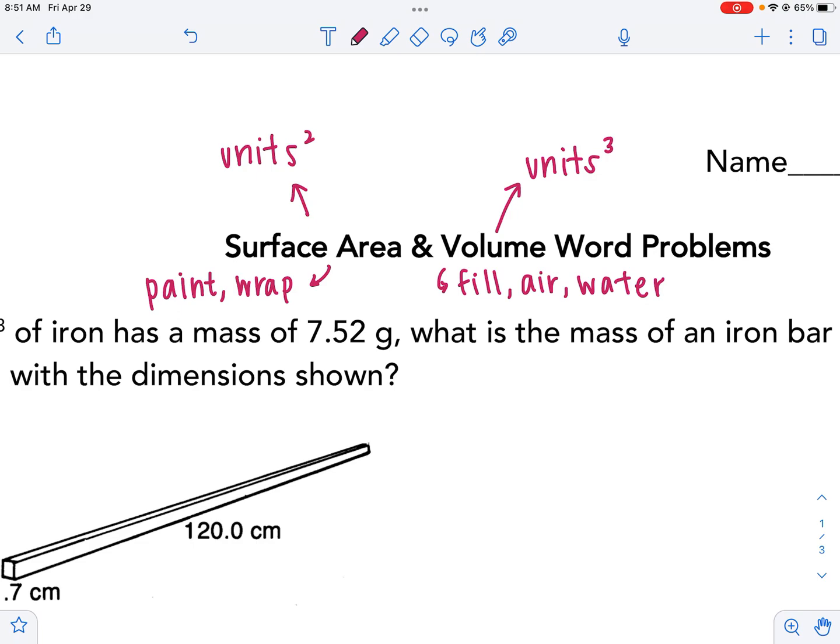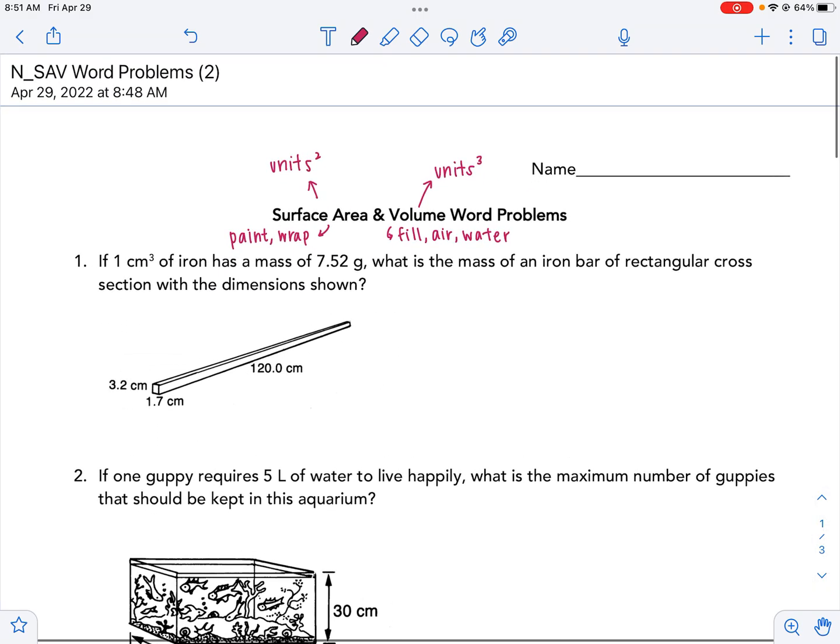As we're going through these problems today, hopefully you'll start figuring out what shape it is. Are we finding surface area or volume? And then just using our formula to go from there. So this first problem says: if 1 centimeter cubed of iron has a mass of 7.52 grams, what is the mass of an iron bar of a rectangular cross-section with the dimensions shown?